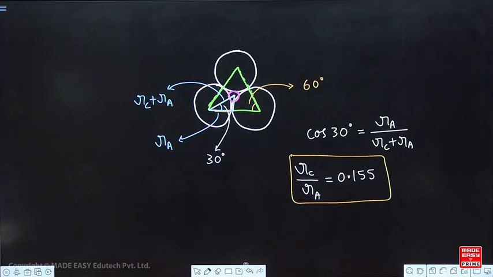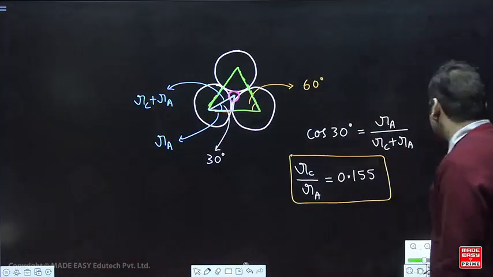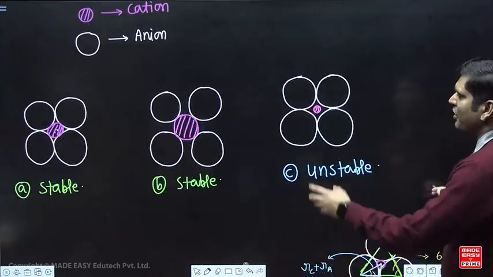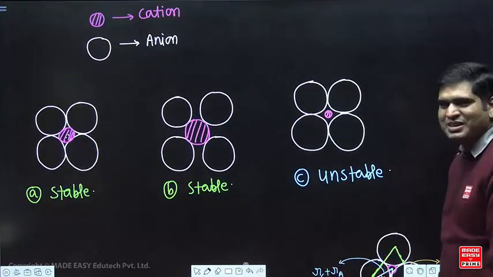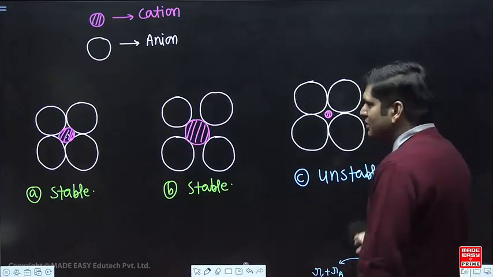C is not stable, Pratik. If structure C is not stable, then we cannot talk about coordination number. Coordination number, we are talking about crystals which are stable. So for this, we will not be talking about coordination number.